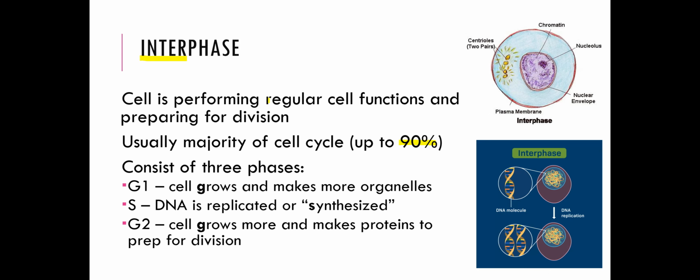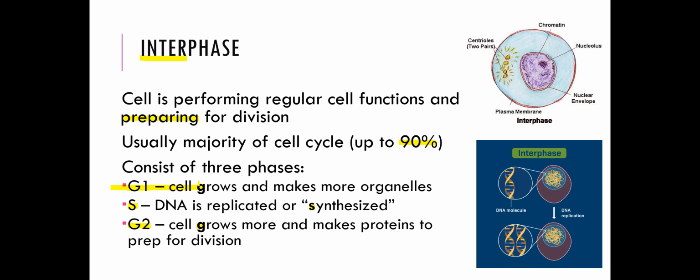If it's a skin cell, it's being a skin cell. It's doing its job, it's performing all of its functions, but it's also preparing for division. Okay, so this is the majority of a cell's life, and we can divide it into three stages. We have G1, S, and G2. Now, the G's technically stand for the word gap, but you can always associate the G's with the word growth, okay? And then the S phase comes from the word synthesis, all right?